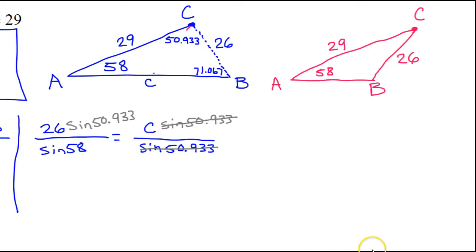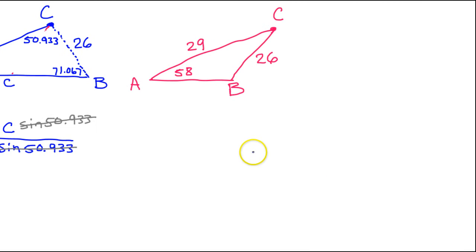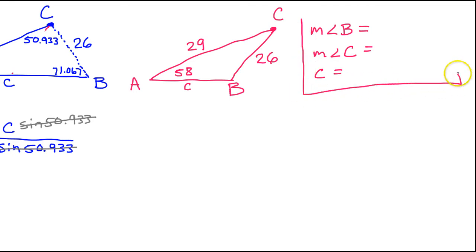But don't forget, we have two triangles on this one. So now I need to go back and solve the red triangle. Okay, so let's think about the pieces of information that I'm going to need. Again, I'm going to need the measure of angle B and the measure of angle C. So I'm going to have to find the measure of angle B and the measure of angle C. And again, I will need to find side C as well. So to solve the red triangle, I'm going to have these three pieces of information.